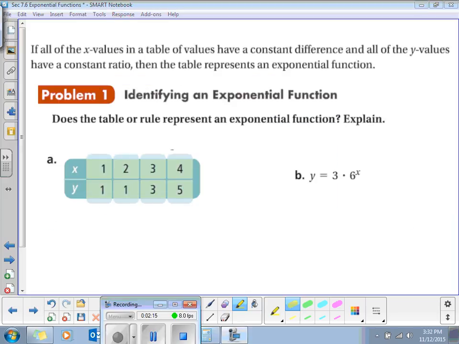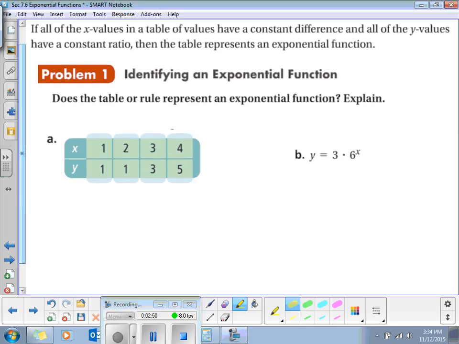If all of the x values in a table of values have a constant difference and all of the y values have a constant ratio, then the table represents an exponential function. Problem 1 says identifying an exponential function. And we want to know, does the table or rule represent an exponential function? So here's our table.